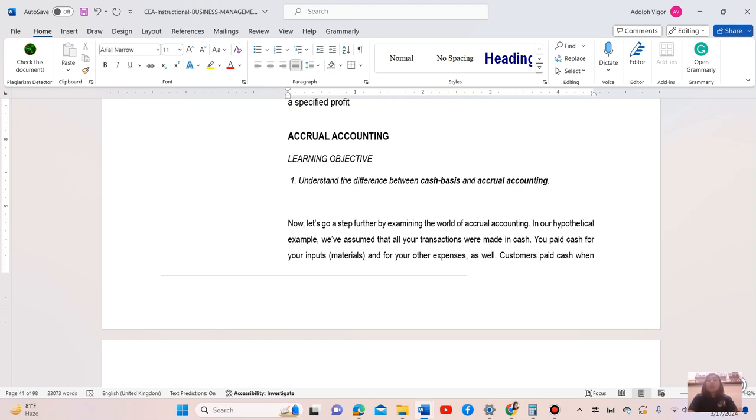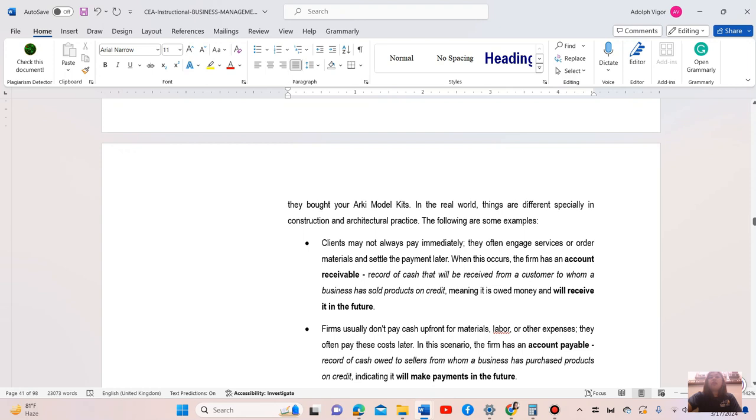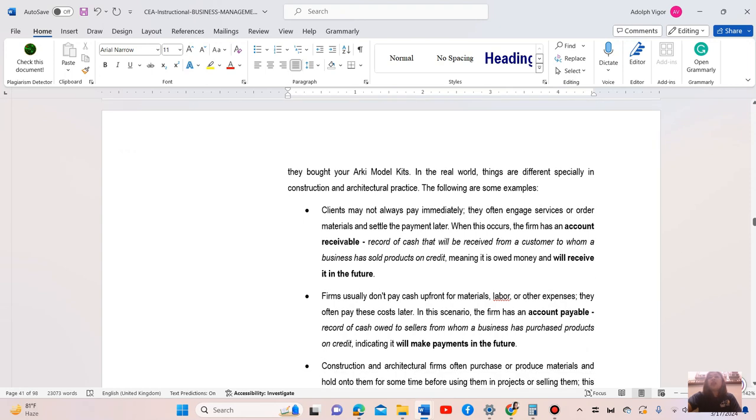So our learning objective is to understand the difference between cash basis and accrual accounting. Now, let's go a step further by examining the world of accrual accounting. In our hypothetical example, we've assumed that all your transactions were made in cash. You paid cash for your inputs, your materials, and for your other expenses as well. Your customers paid in cash when they bought your Archimodel kits. In the real world, things are different, especially in construction and architectural practice. Remember that class. The following are some examples.